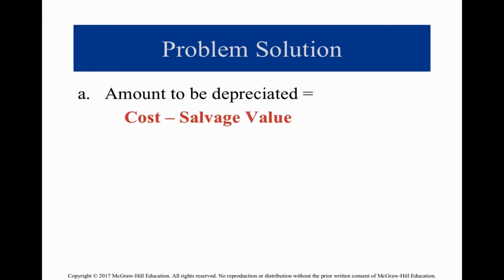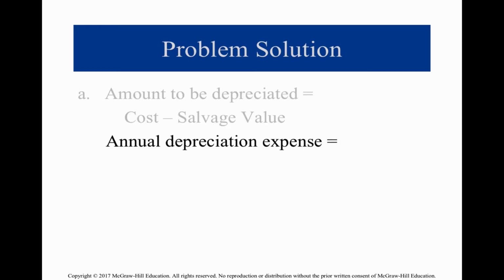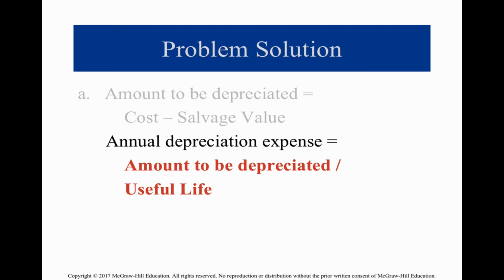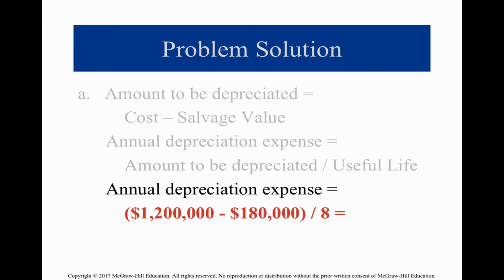Okay, so with straight line, we look at what is the base that we depreciate, and that's cost minus salvage value, right? So the annual depreciation expense is the amount to be depreciated divided by the useful life. So our depreciation expense here is 1.2 million minus 180,000, divided by 8. Why does that make sense? Think about it. You have 1.2 million, it's going to eventually be useless, right? Except in this situation, even when it doesn't work, it's worth 180 because you can sell the scrap. So what is the base that goes away? That's the base, the amount that depreciates. It's literally what value will disappear.